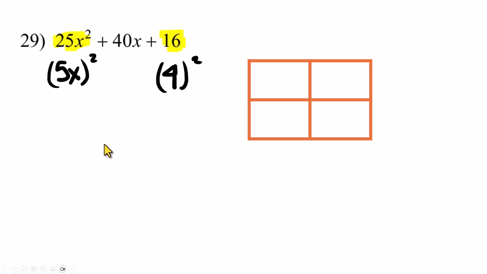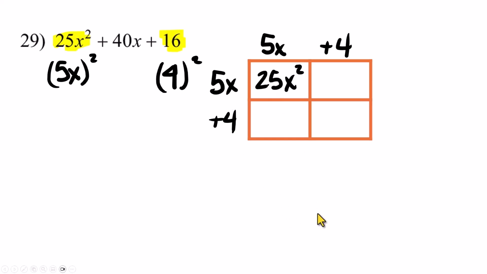What if this is really 5x plus 4 times 5x plus 4? What if these are the factors of this thing? Well, let's check it with the boxes. Instead of factoring, now I'm just multiplying. So we get the 25x squared there, which is what we expected, and we get the 16 there, which is what we expected. But what do we get in these other two boxes? 5x times 4 is 20x, and 5x times 4 is still 20x.